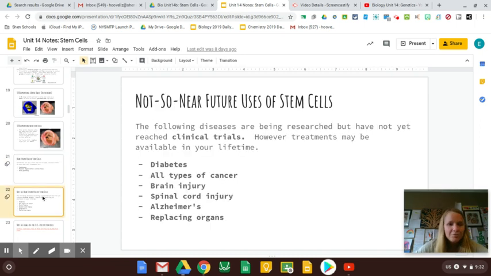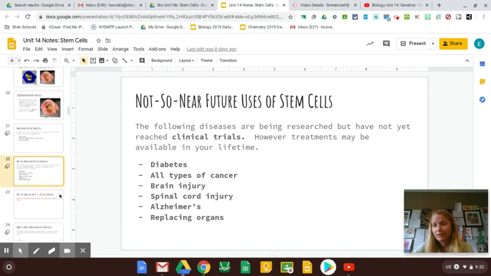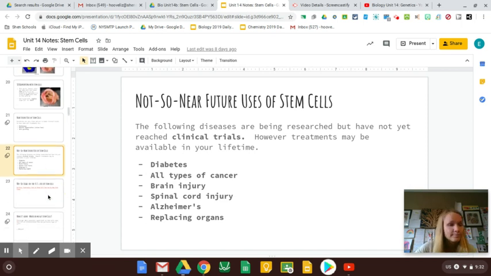Not so in the future. We're pretty far off. We're not in clinical trials yet, so we're not even maybe testing on animals right now, but not testing on humans yet. Diabetes, we're testing all types of cancer, working on brain injury, spinal cord injury, working on Alzheimer's, working on replacing entire organs. Those are things we're working on, but we're not that close on them like we are on the other things.